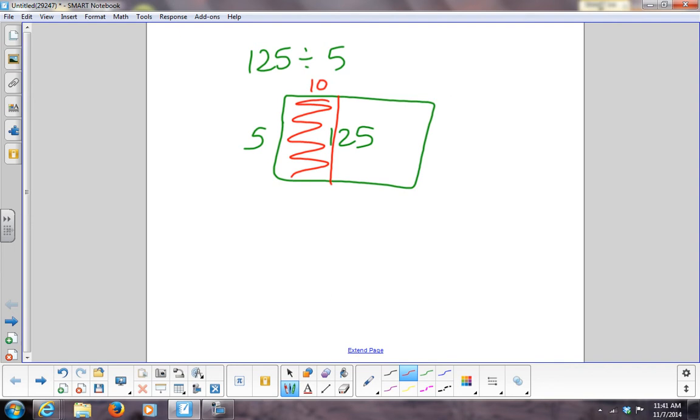Because that's 50. I can write it down here. But I still got more. So 5 times 10 equals 50. I'll do my subtraction over here. That's 7. I corrected myself. Okay, so I still got more that I have to do, right? So I'm stuck at 75.